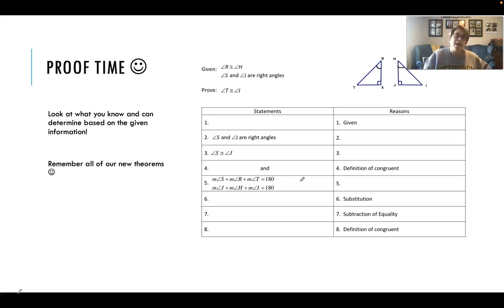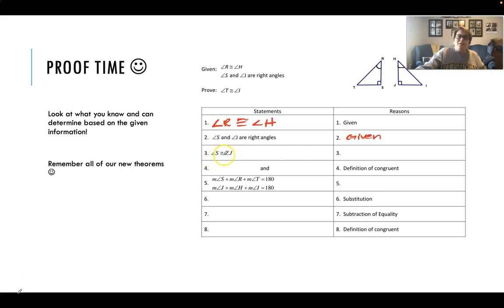All right, so it says angle R is congruent to angle H, and angle S and angle J are right angles. Those are our given statements. Our goal is to prove then that the third angles, T and I, are congruent. Now again, we're going to prove it so that we know what's going on. So let's start with our givens. Angle R is congruent to angle H. They've already listed my second given here in statement 2. Otherwise, I could have put it up in statement 1. So that means that this is just a given as well.